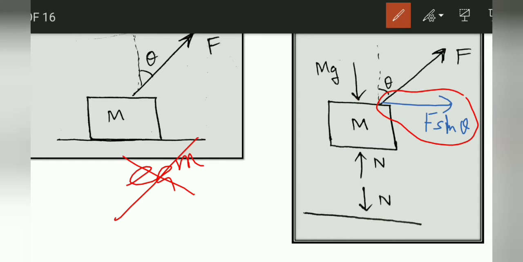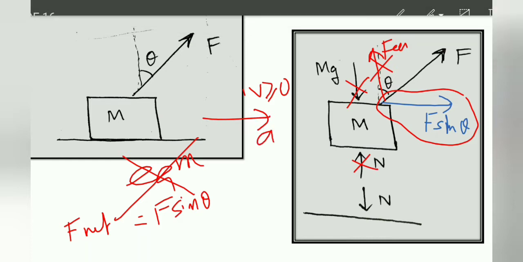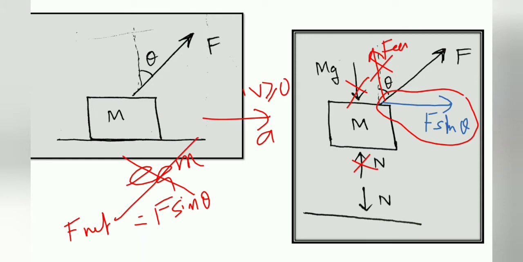This object is not in equilibrium. It has a net force F sin theta provided contact is maintained with the ground. That means N is not equal to 0. Suppose N is greater than or equal to 0, then our F net, if these three are cancelling each other, F net will be equal to F sin theta, and acceleration will be F sin theta by m in the x direction. I hope this much analysis is clear.